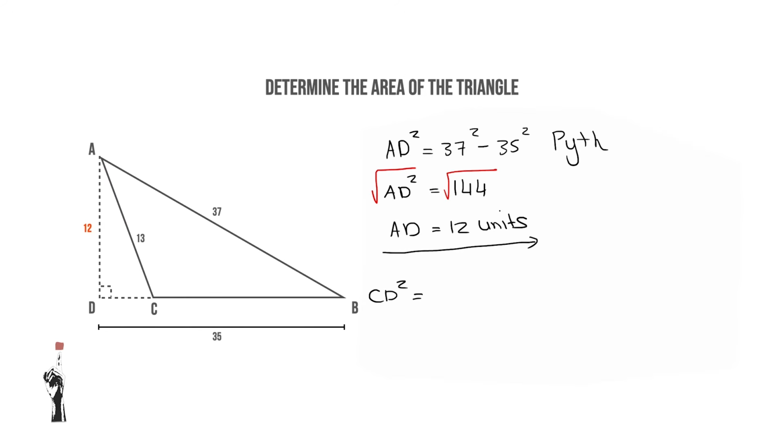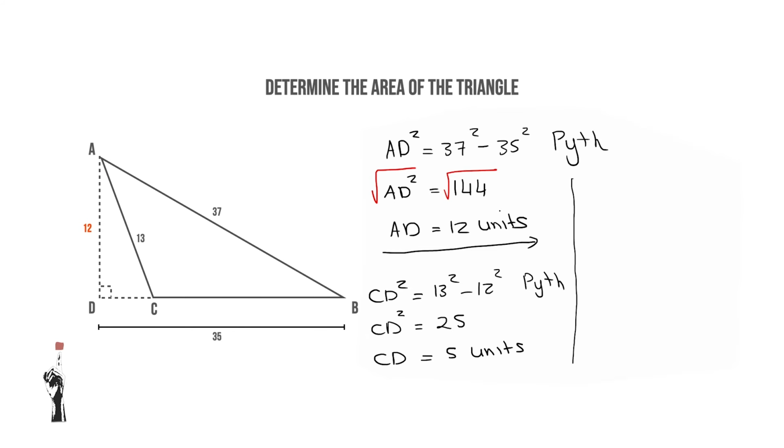CD squared is equal to 13 squared minus 12 squared, Pythagoras. Therefore, CD squared is equal to 25, giving CD a length of 5 units. Now I can say that side BC is equal to 35 minus 5, which gives BC, which is my base, a length of 30 units.